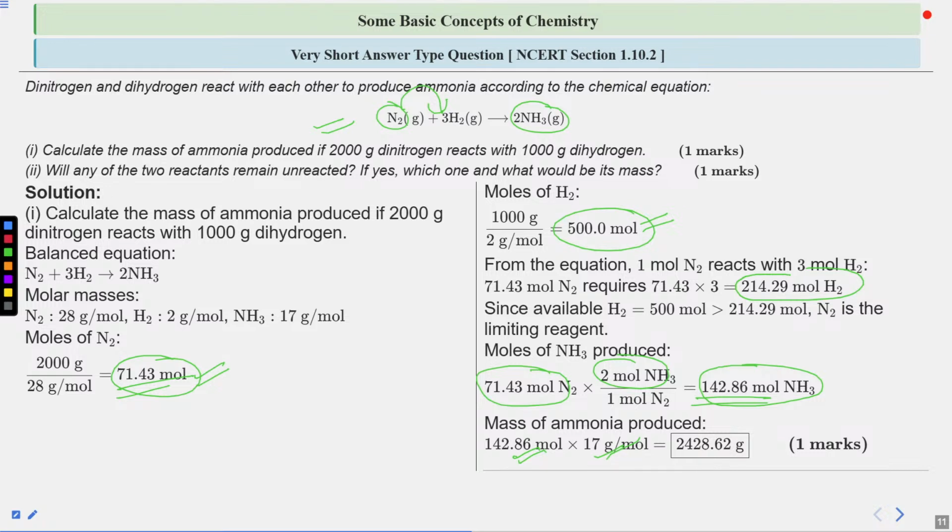Got it? So we have already answered the first part of the second question, and the first question is wholly answered, which is 242.62 grams. The second part is asking whether any of the two reactants remains unreacted. Yes, it will remain, and that will be hydrogen because it is present in excess. Then we have to calculate the mass of this unreacted hydrogen. How will we do it? Let's see.